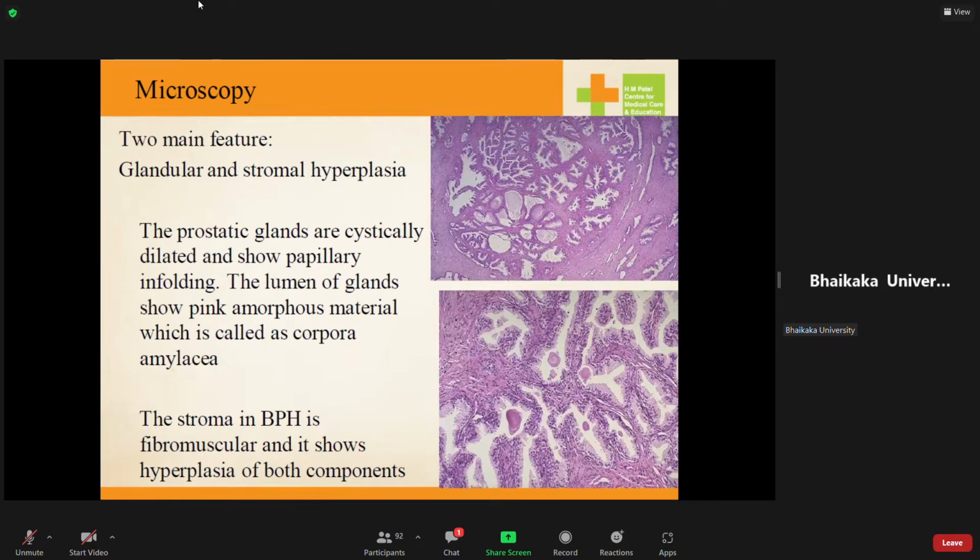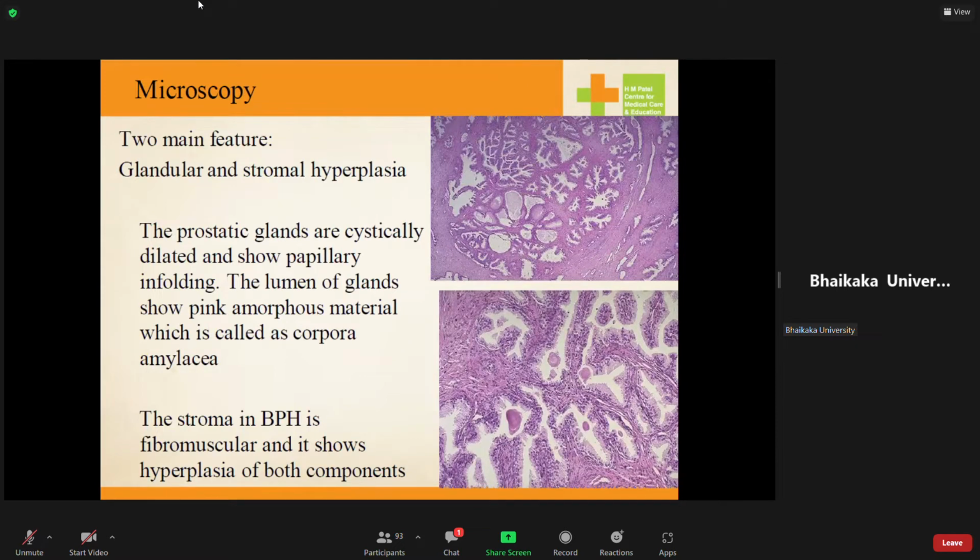So up to this, we have seen the hydropic degeneration or the hydropic changes, then the hyaline changes. These are the two different morphological forms of reversible cell injury. Now, the third one is the mucoid changes.